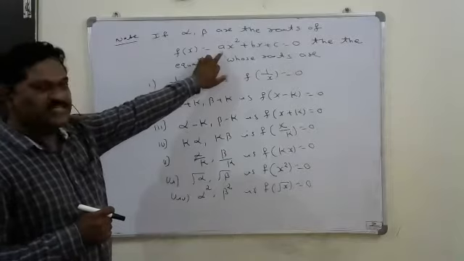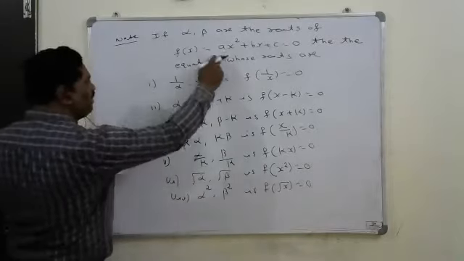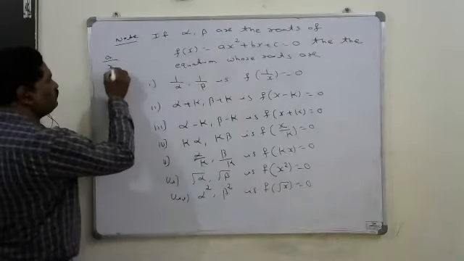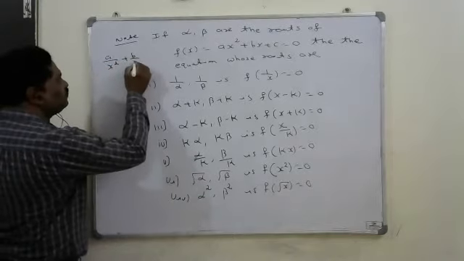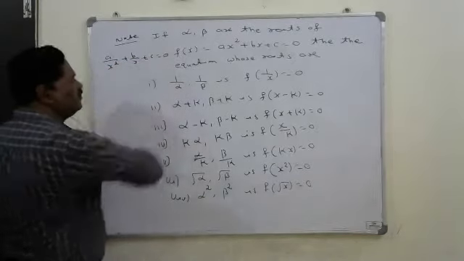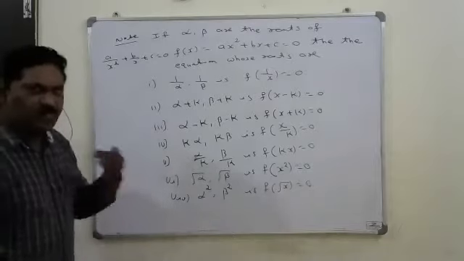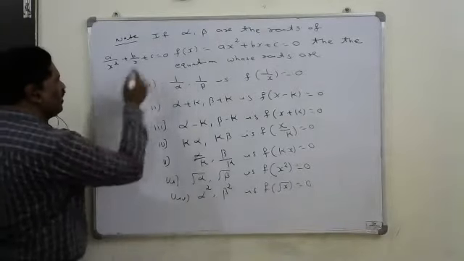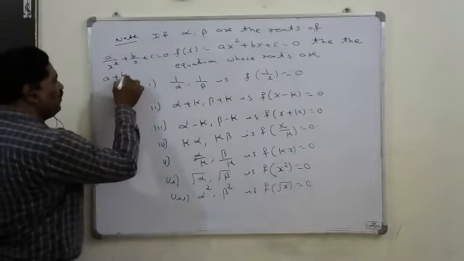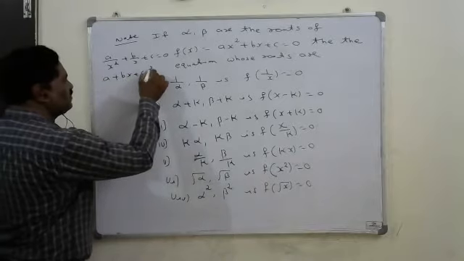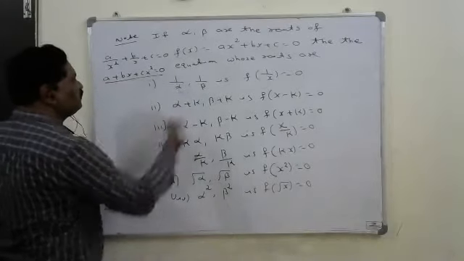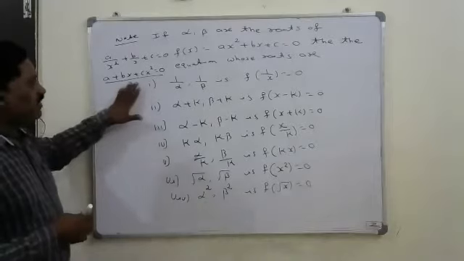If we replace x by 1 by x, what will we get here? a by x square plus b by x plus c is equal to 0. This is what we are getting if we replace x by 1 by x. And if you multiply by x square, then we are getting a plus bx plus cx square is equal to 0. So this is that quadratic equation.